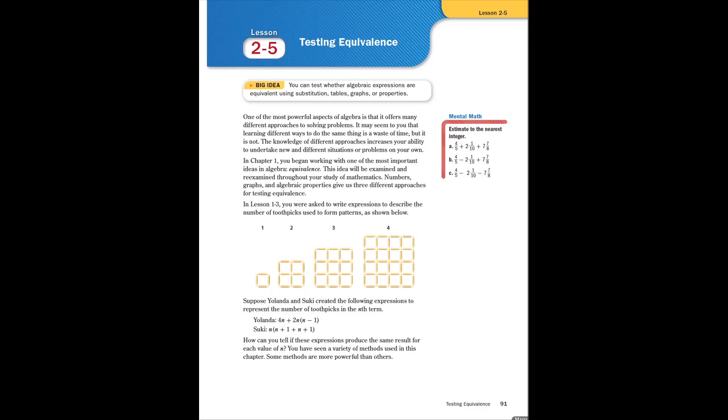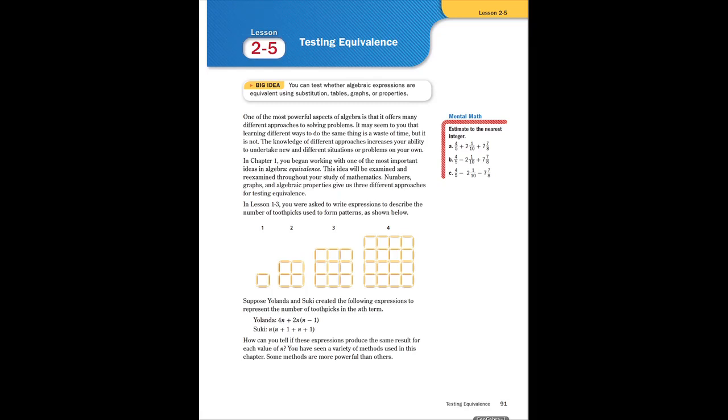Mr. B here. This is Lesson 2-5, Testing Equivalence. The assignment is, as usual, do the CTI and the AM. Take notes about this, and when you're done with that, check your work, bring it over, get onto your mastery quiz. It'd be great.